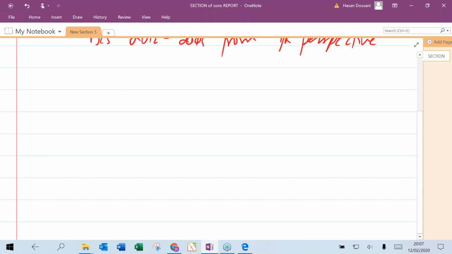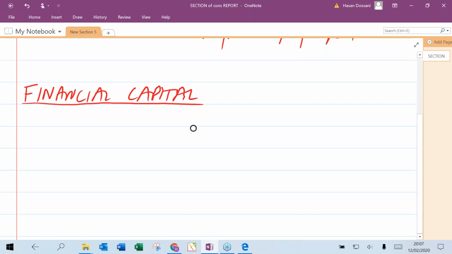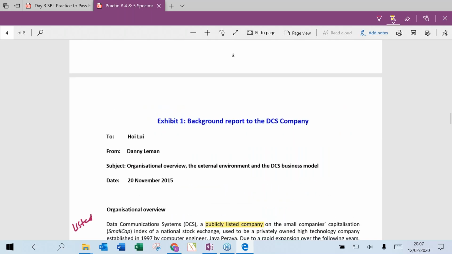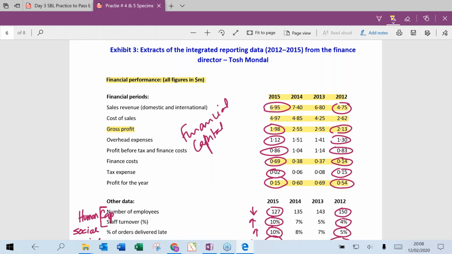Now, the first heading would be financial capital. The first paragraph, always try and start with sales revenue. No introduction. Alina, I mentioned the introduction. I just drafted in front of you the opening paragraph. Sir, if you are asked to draft a section, then we do not need to draft the full format. Yes, correct.